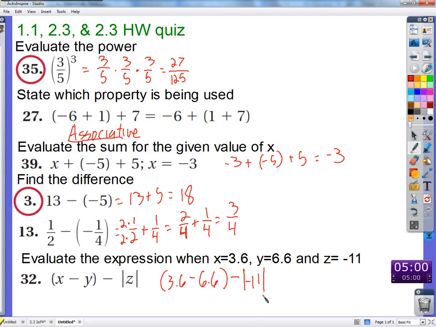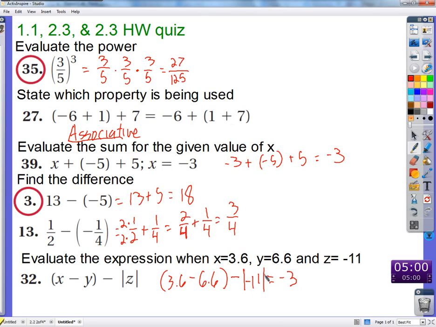It's got a definition. How far it is from 0. You can't stop Maria. She's just got the answers spilling out. 3.6 minus 6.6. Cameron? -3. Good. I didn't use the calculator. Oh, I'm proud of you now. I'm proud of you. So, -3.